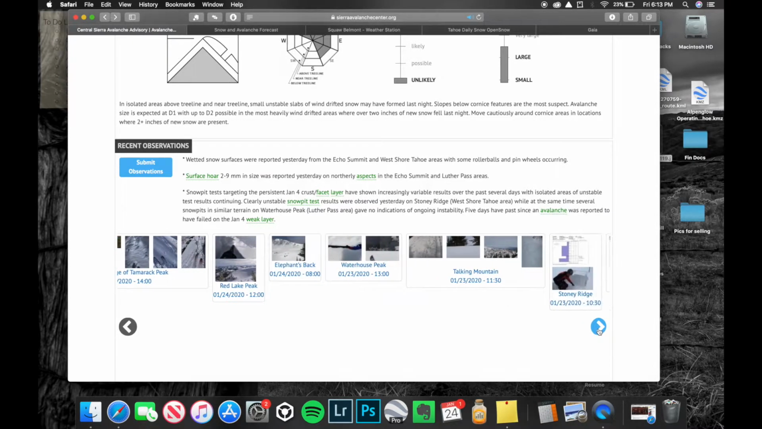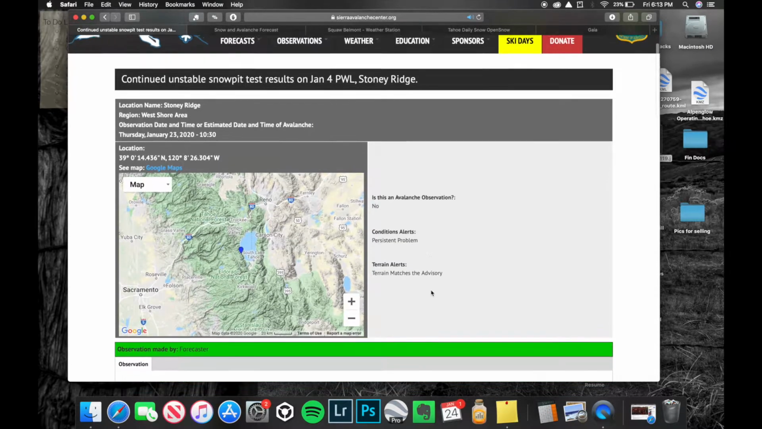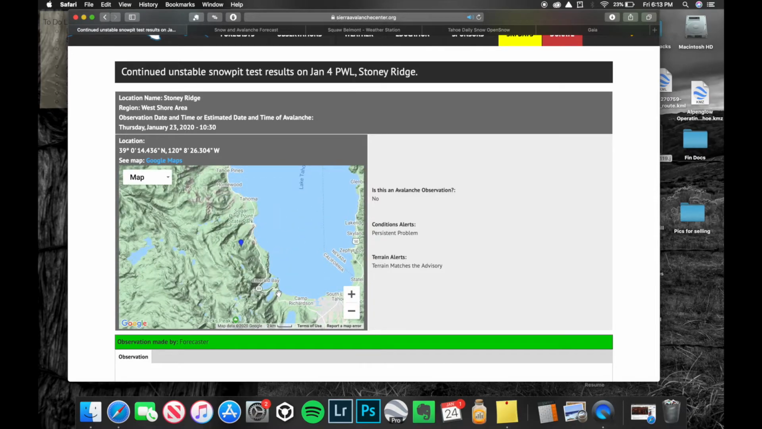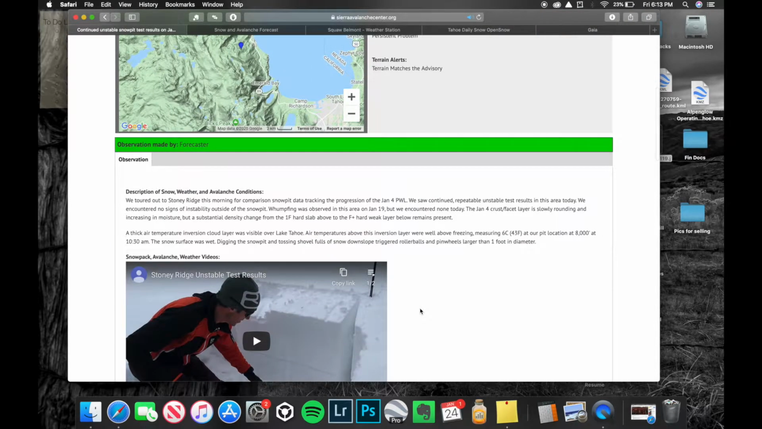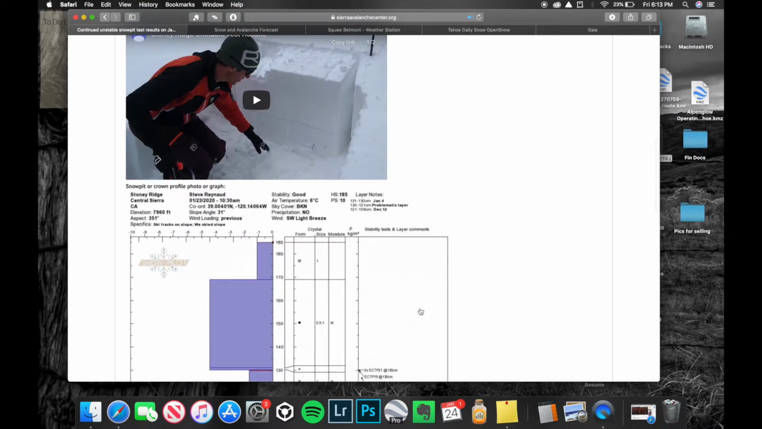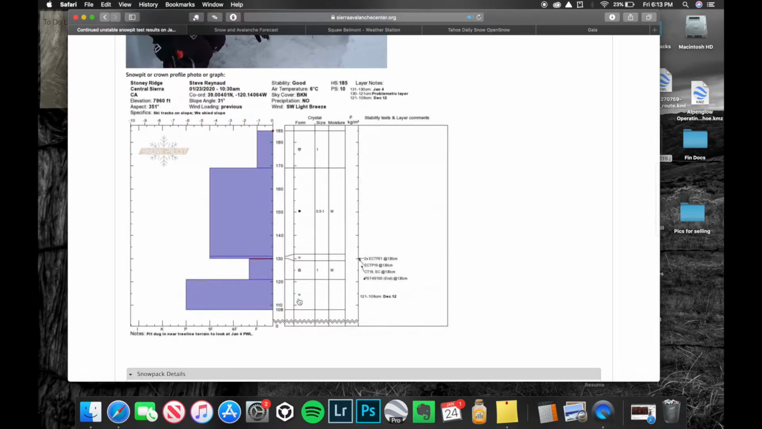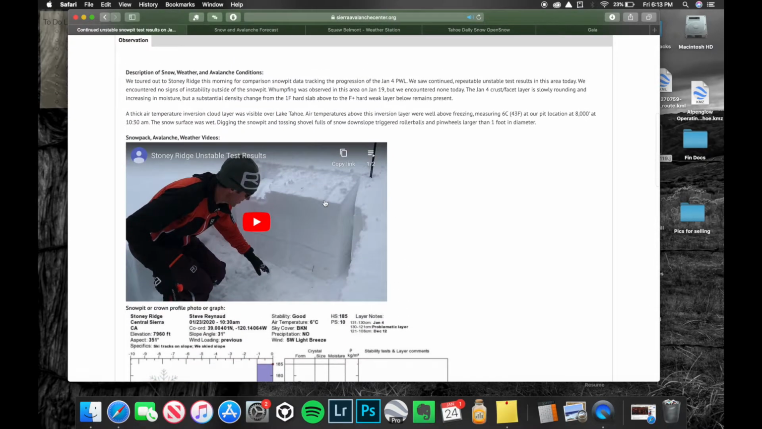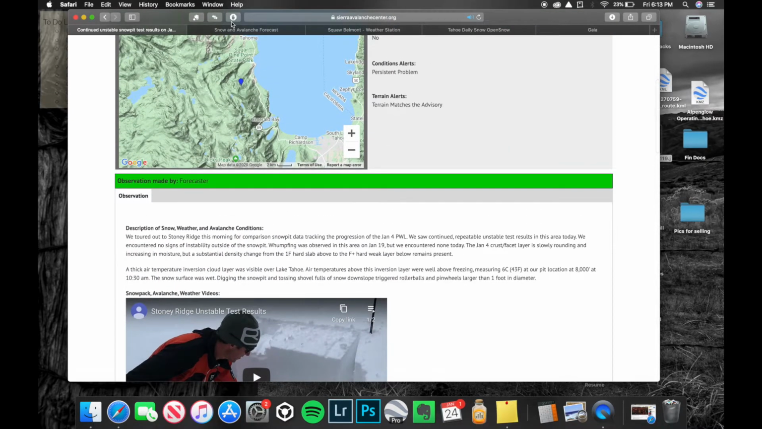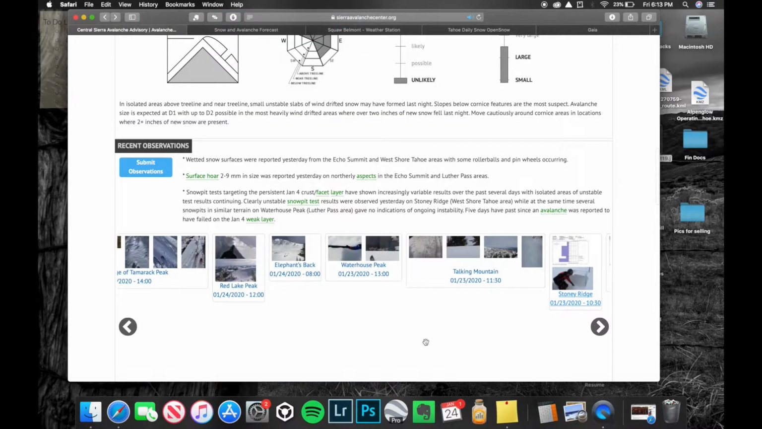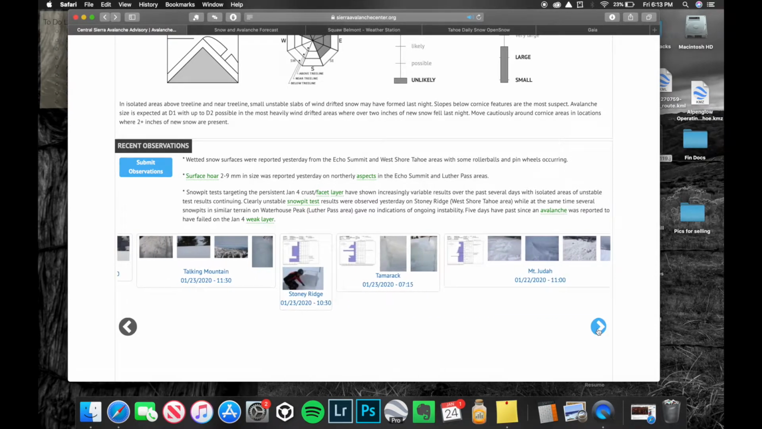And so usually I'll try to pick something close to where I'm planning to tour for the day, and you can just double check on the map where that observation is. Read the description. This one was a snow pit, an ECT that propagated, showing unstable test results, which is one of a few pieces of evidence that we've had recently. And then I'll keep looking.